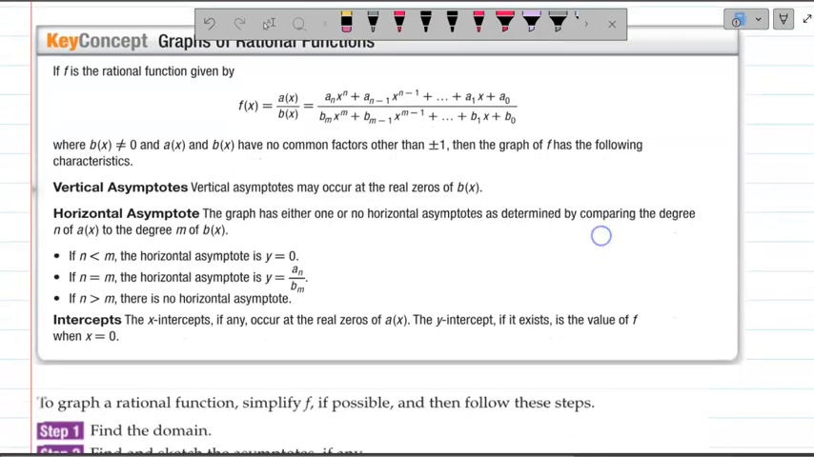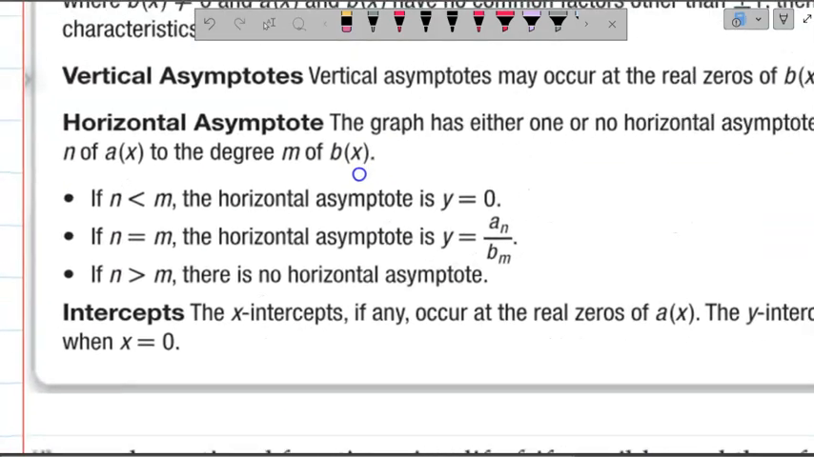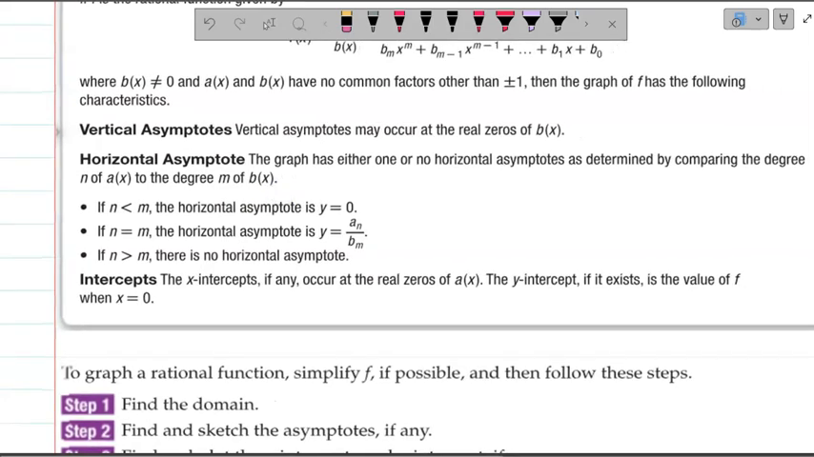Okay, so again, here it is all written out for you about finding these asymptotes. Vertical asymptotes occur if we have a real zero in the denominator. Horizontal asymptotes can be determined by comparing the degrees.